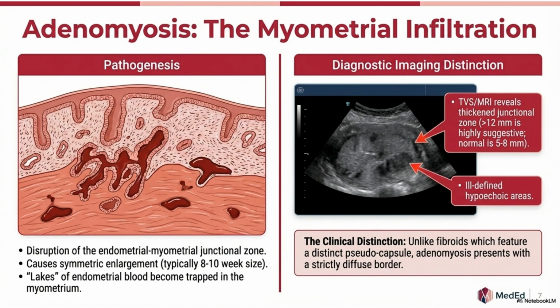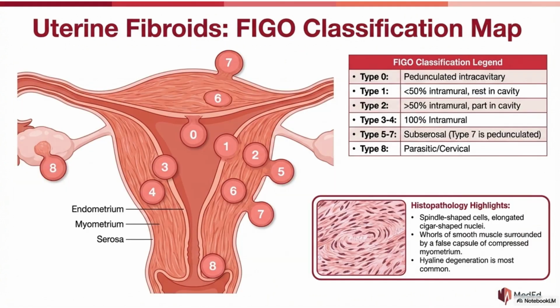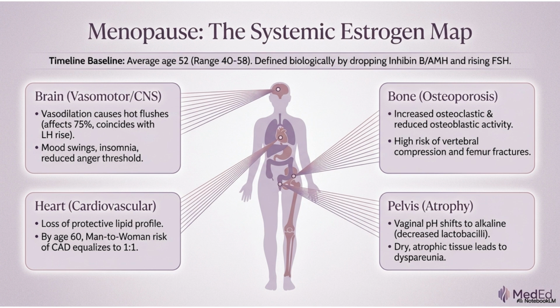Adenomyosis involves the disruption of the endometrial-myometrial junctional zone, causing symmetric uterine enlargement. Unlike fibroids, which have a distinct pseudocapsule, adenomyosis presents with strictly diffuse borders and lakes of blood trapped in the muscle. Uterine fibroids, leiomyomas, are classified by location using the FIGO system, ranging from type 0, pedunculated intracavitary, to type 8, parasitic/cervical. Histologically, they consist of spindle-shaped cells and characteristic whorls of smooth muscle.